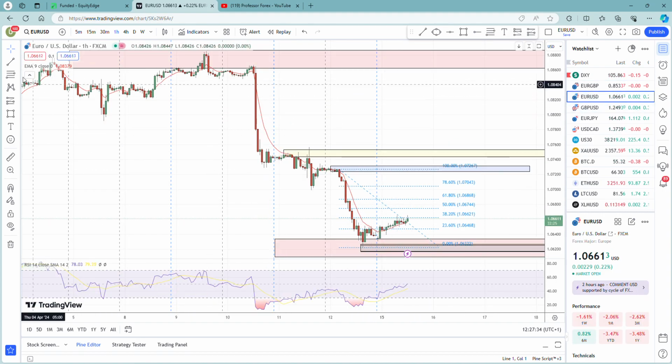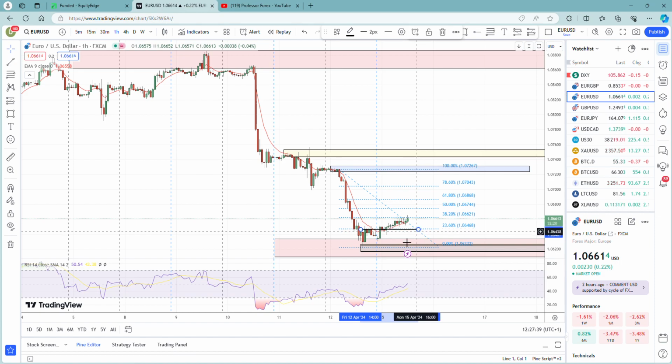So what you could do is you can again draw this little reference line. This shows you that there's a change of character, so price has moved from bearish to bullish. It's now engulfed on this candle here.